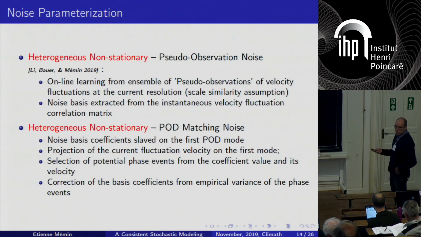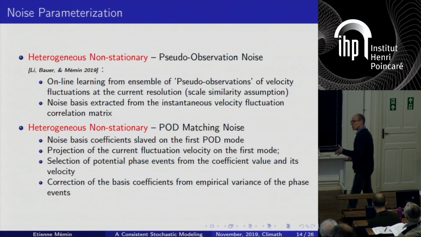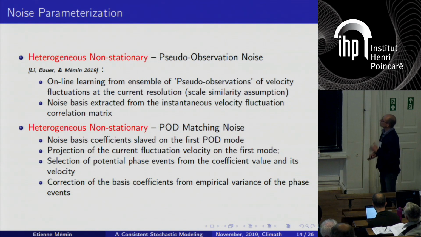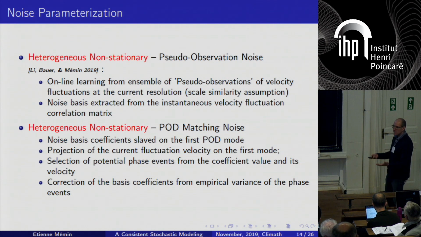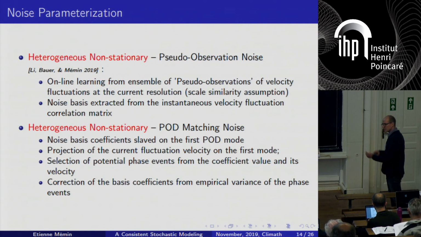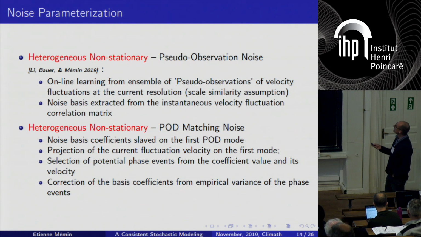You can build pseudo-observations of the velocity fluctuation, then again use the autocorrelation matrix of these observations, and then get an instantaneous basis to describe the noise. Of course, this is at the price of doing this SVD at every time, so it's quite costly. But here you don't need data. You don't need the high-resolution simulation to build this noise. It's based on the current simulation with some scale similarity assumption.